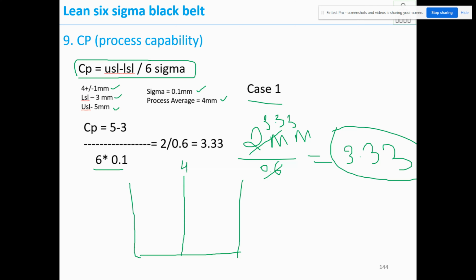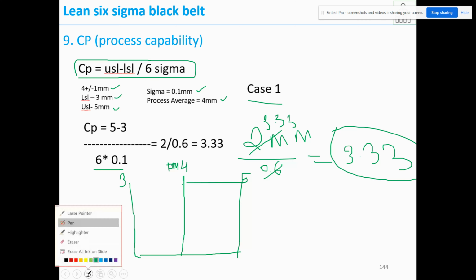This is your 4 process. This is your 4 drawing mean. This is your lower limit 3 mm, and this is 5 mm. Okay. Now what is the standard deviation? 0.1. Process average 4. Your process average and drawing average is overlapping. That is good.